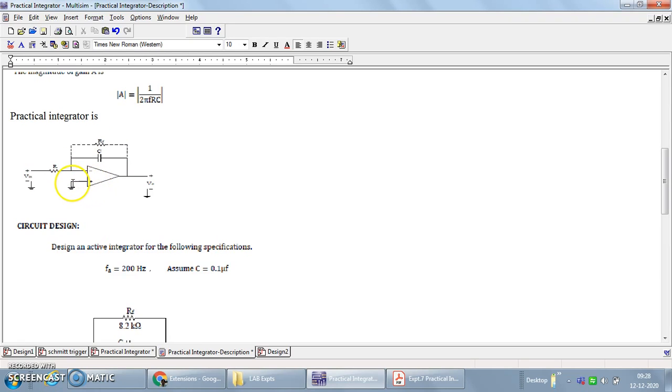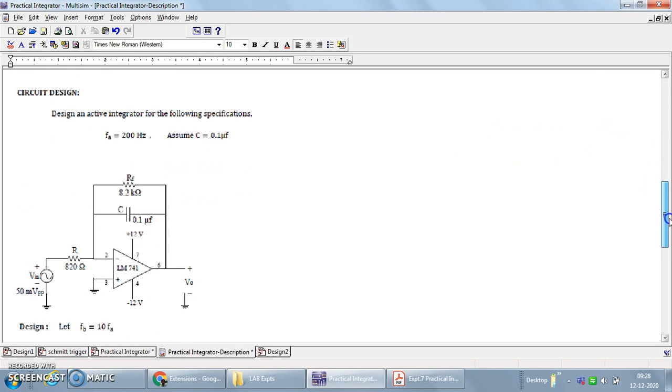In open loop configuration, even if no input is applied, an offset voltage will exist and the operational amplifier will immediately go into saturation. So it will not be able to work as an integrator. This is also a second limitation. So if we connect the resistor RF in parallel to the C, then it becomes the design of a practical integrator that will overcome the limitations.